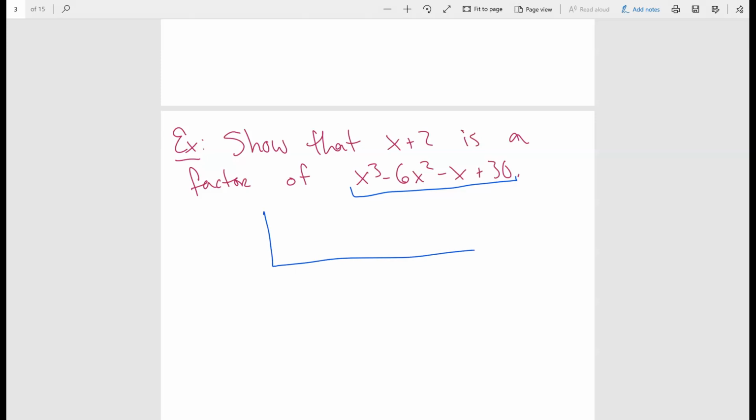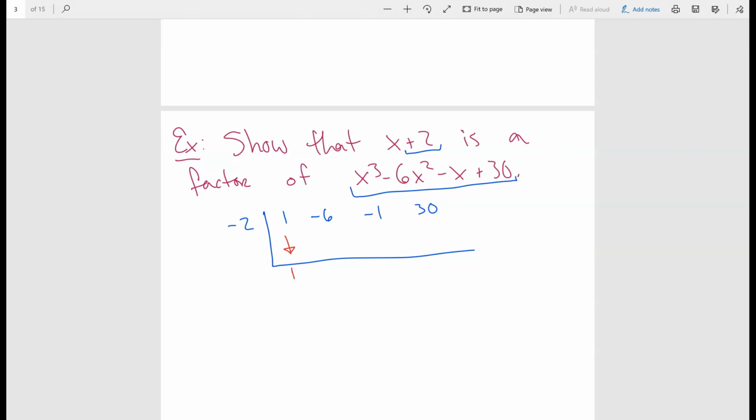So let's first write down the coefficients. So you're going to have 1, a negative 6, a negative 1, and a 30. On the outside, it's going to be the opposite sign of this guy, which is negative 2. Okay, and now let's use synthetic division. So you're going to bring down the 1.